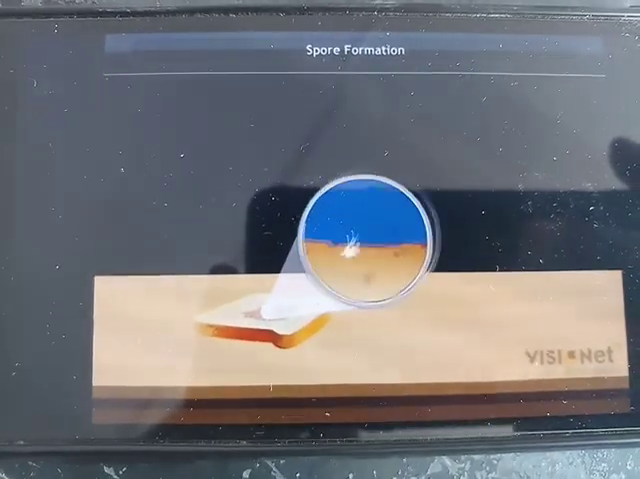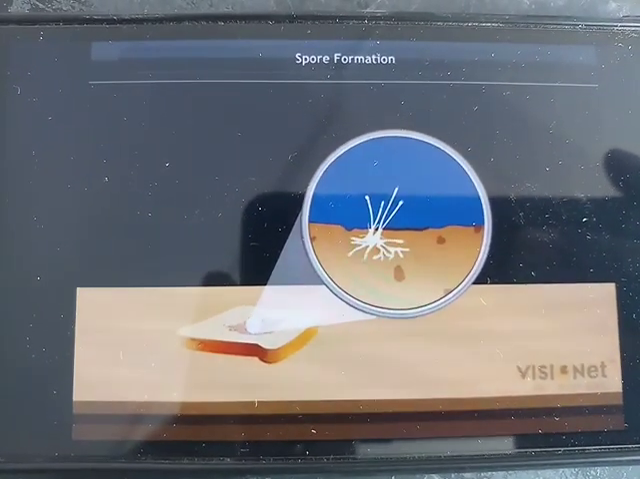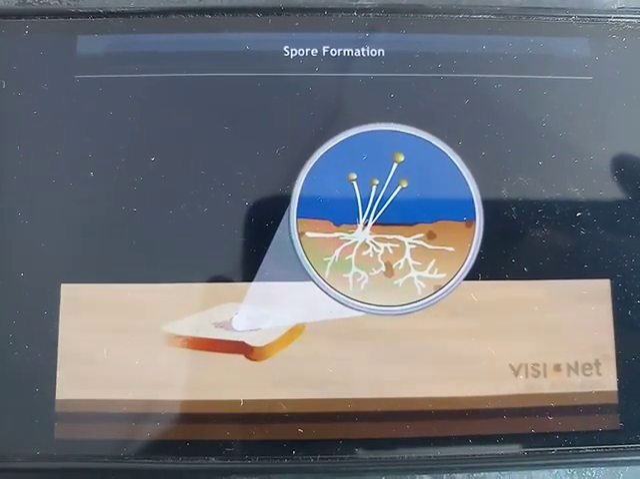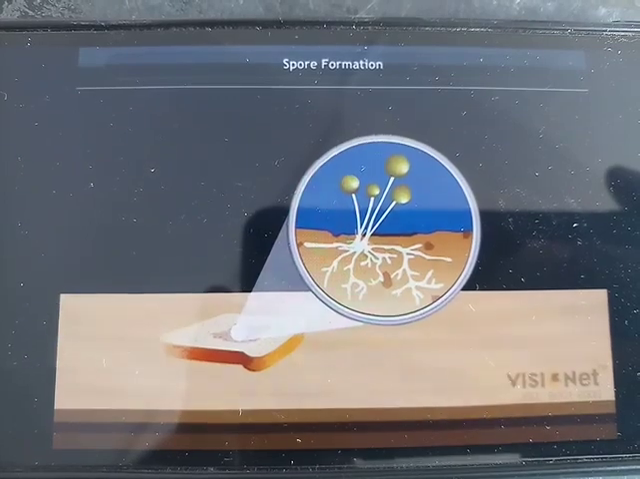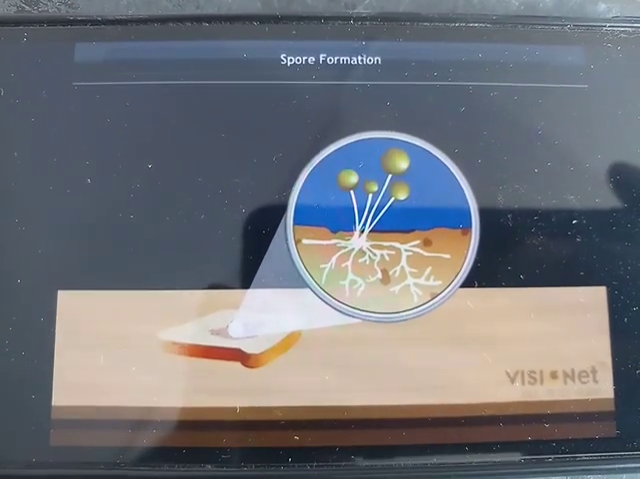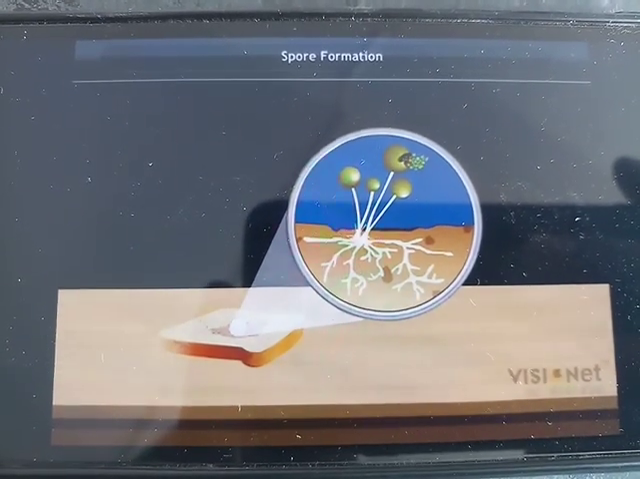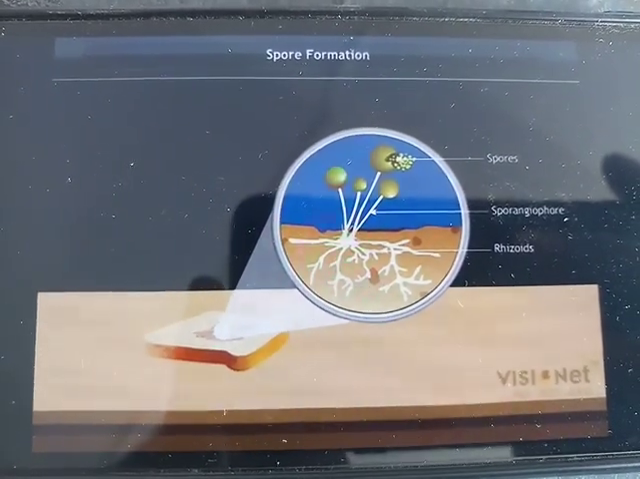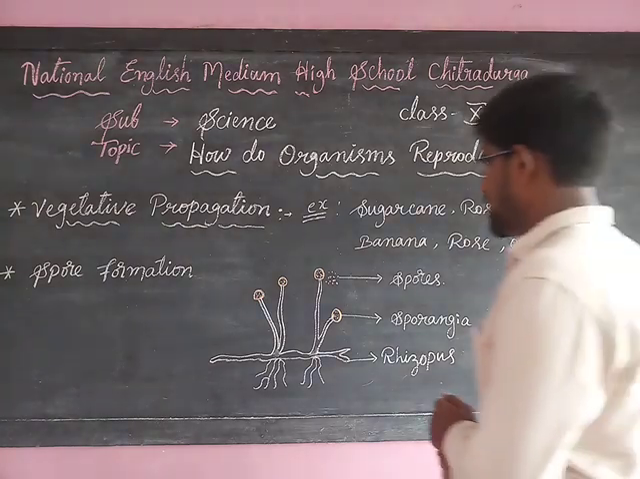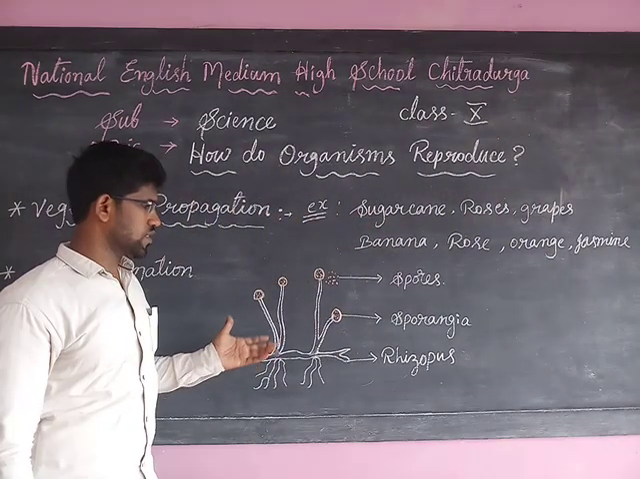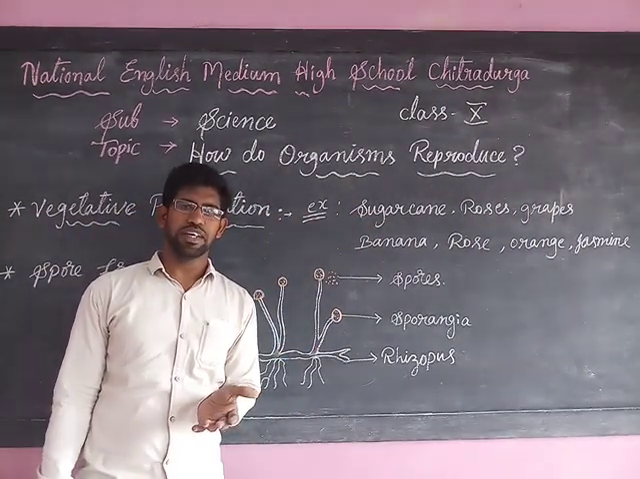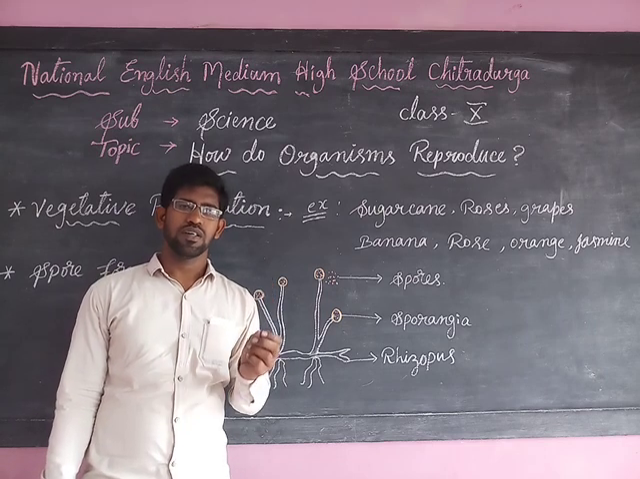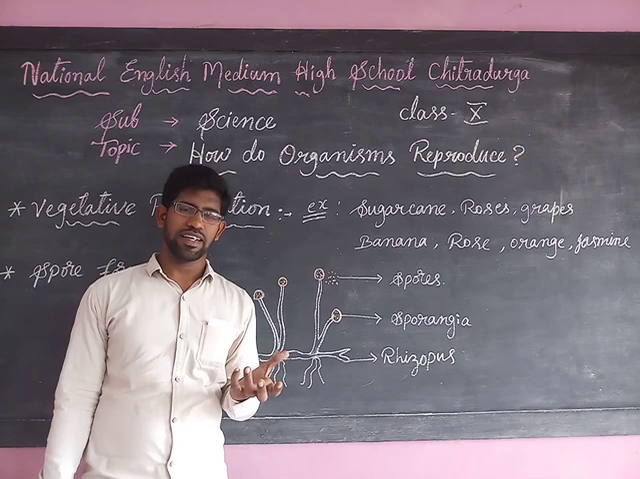See, we can easily see how bread mold grows on moist bread, and the spores are produced in sporangia. When it ruptures, it opens and the spores fall down. So this is the structure of Rhizopus. As you saw in the video, Rhizopus grows on moist bread, where moisture and food are available.